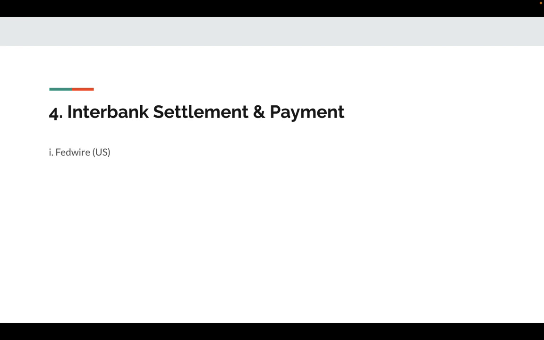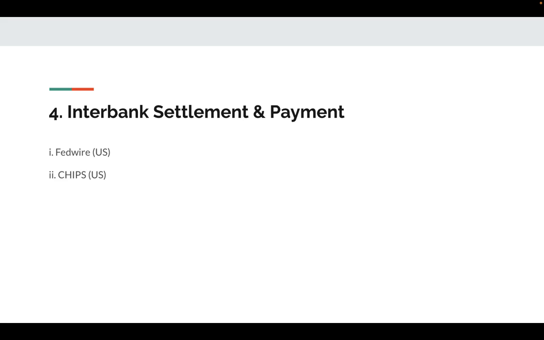So there are certain settlement tools. One is Fedwire, that is in the US. Fedwire is the Federal Reserve's real-time gross settlement system. So whenever bank A sends some money to bank B, it gets settled immediately. Then we have CHIPS, which is the Clearing House Interbank Payment System. CHIPS is a bit different from Fedwire in the sense that CHIPS settles at the end of the day.